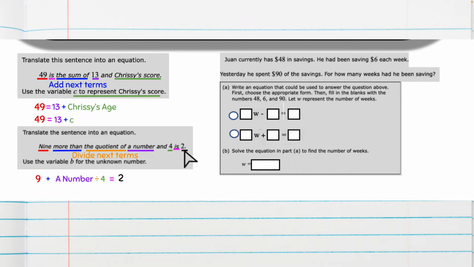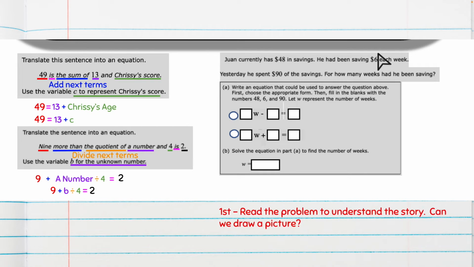So is 2. So here's my basic equation, but we need to make sure we read what variable I am supposed to use for a number. So use the variable b for the unknown number. So instead of a number, they want us to use b, so I'm just going to replace a number with b, and there we go. I have my equation here. Alex may give you a bit of grief on this one if you don't put the division in parentheses, although order of operations says we would have to do the division first anyway, so it may not give you too much grief about that.